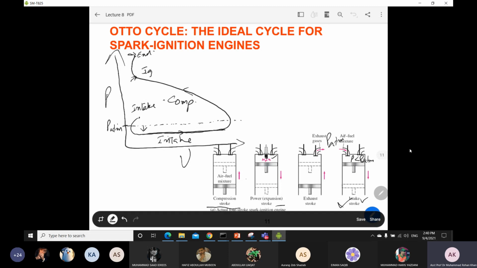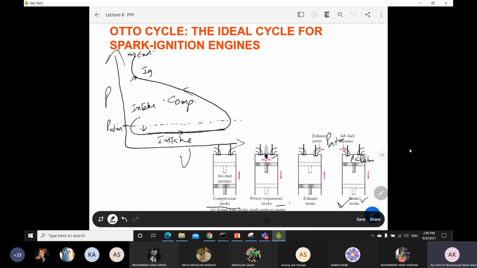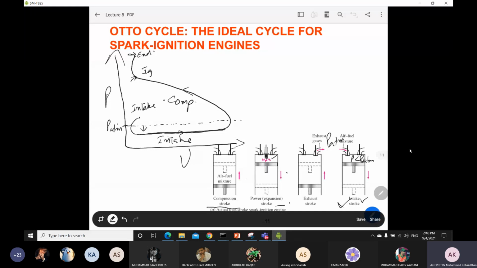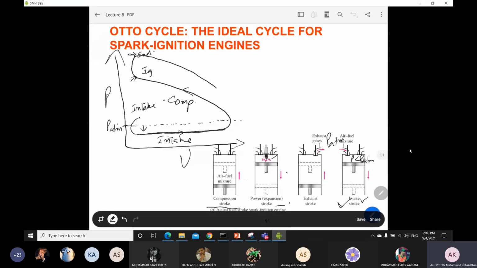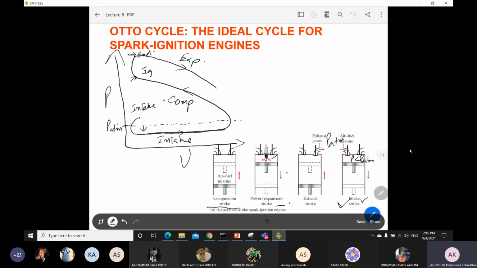Okay, and after combustion there will be an expansion stroke. It means that your expansion process will happen, and when there is expansion, your volume will increase and your pressure will decrease. So you can just make this point over there, because your volume is increased and your pressure will decrease. Okay, so this is your expansion process.